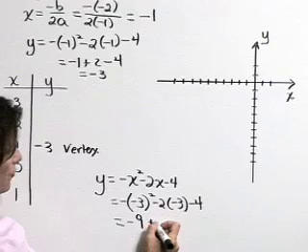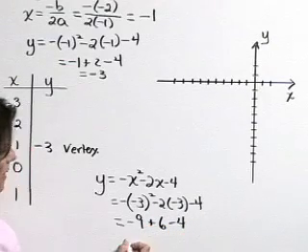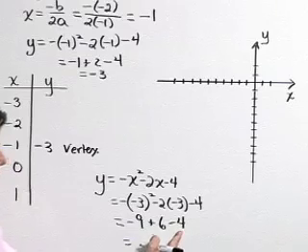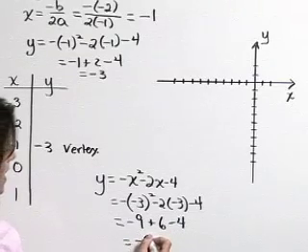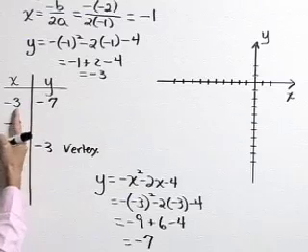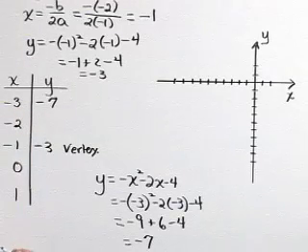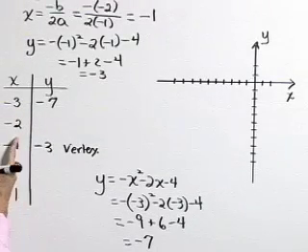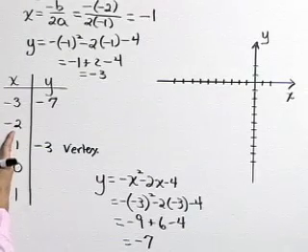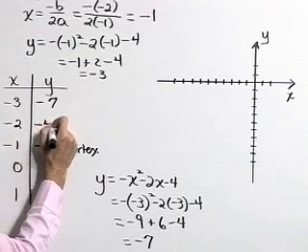Negative 2 times negative 3 is a positive 6, and we've got a minus 4 in there as well. That gives us a negative 13 plus 6, or a negative 7. So this parabola also goes through the point x equal negative 3, y equal negative 7. If we, in a likewise manner, substitute x equal negative 2, we get a y value of negative 4.